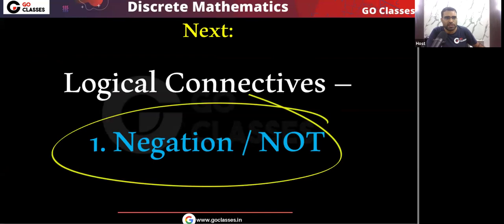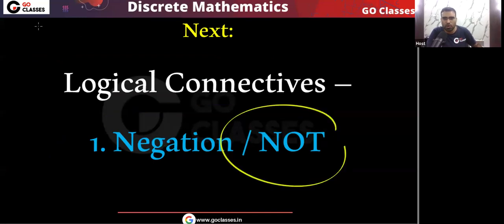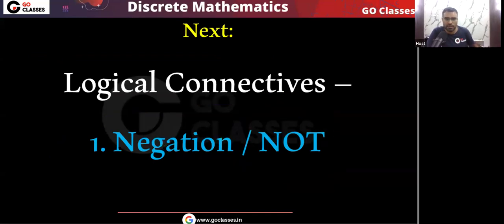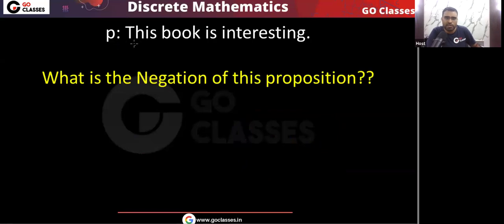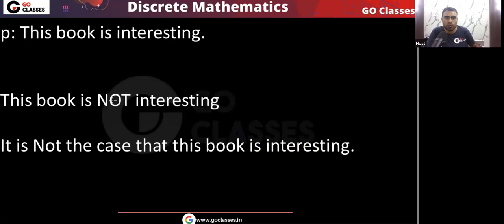Now, one by one, we will study all the logical connectives. Let's study the first connective, that is negation, or I can say not. Consider this statement. This is your proposition: this book is interesting. This proposition is represented by the propositional variable p. You can see that p represents this statement. Now, what is the negation of this proposition? Tell me. This book is interesting. What is the negation of this proposition? That is very simple. That will be: this book is not interesting.